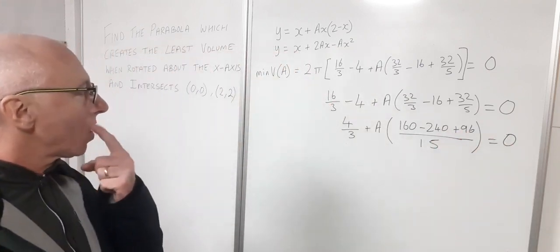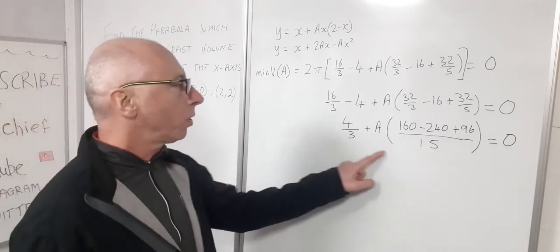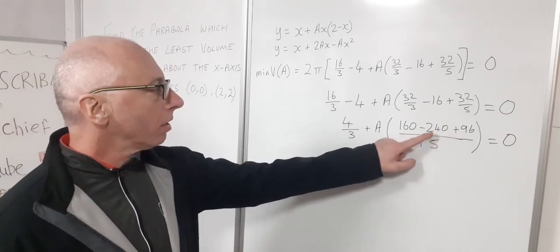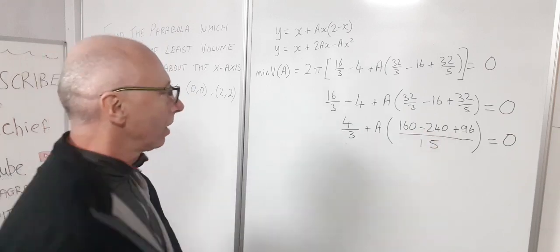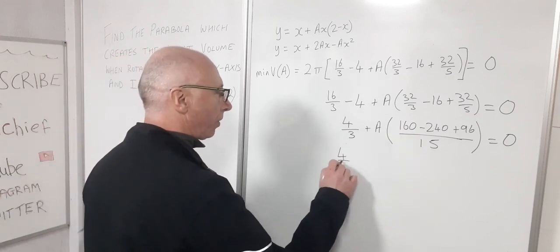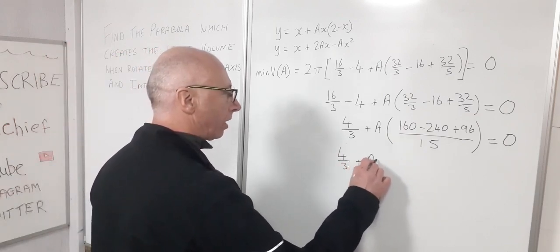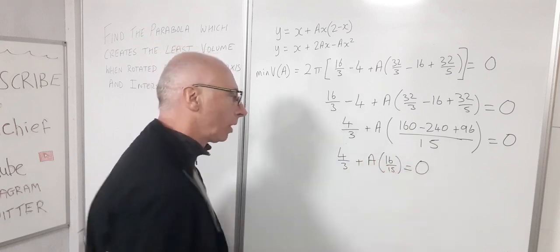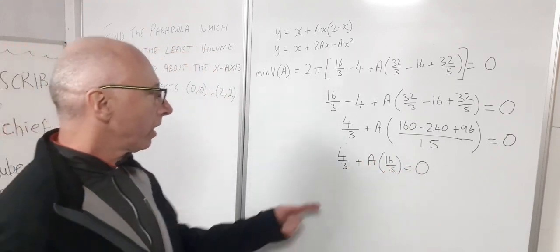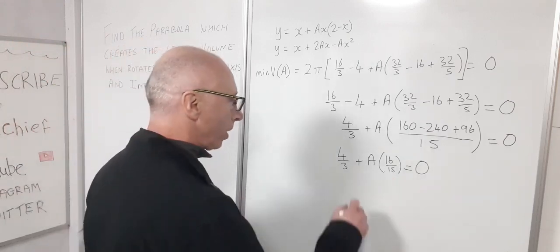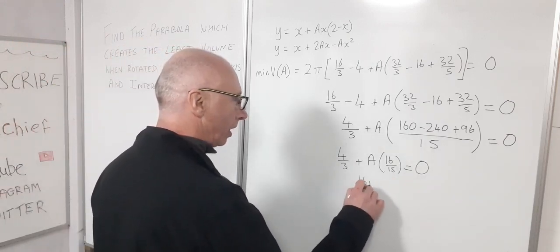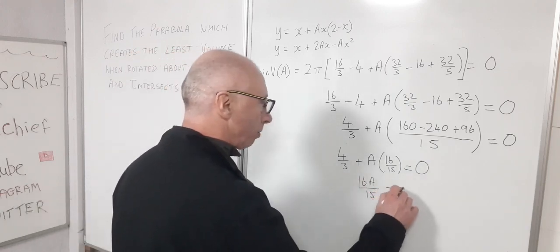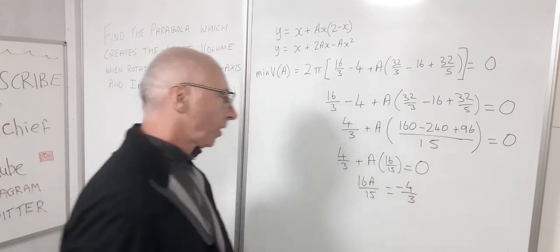Okay. Let's simplify this off even more. So here we've got 160 plus 96 is 256, minus 240, that gives me 16. So I've now got 4 over 3 plus A times 16 over 15 equals 0. Okay, so now we can solve for A. So let's bring the 4 over 3 onto the other side. So now I've got 16A over 15, let's write it like that, and that equals minus 4 over 3.